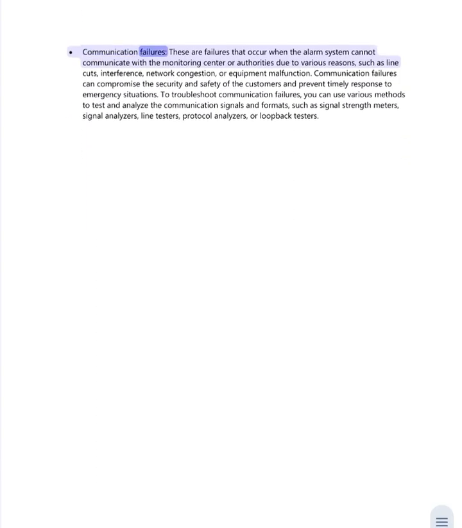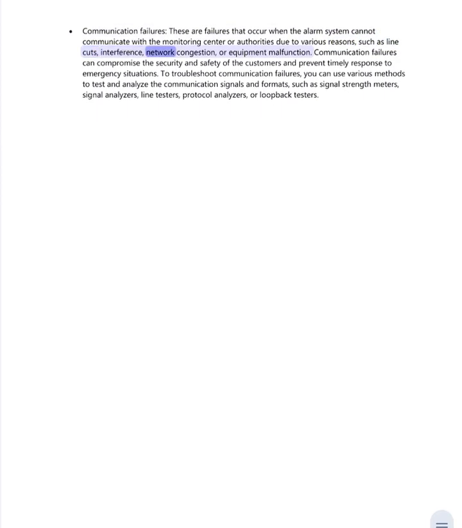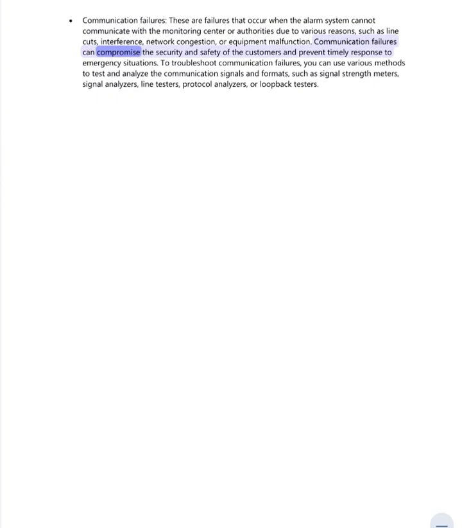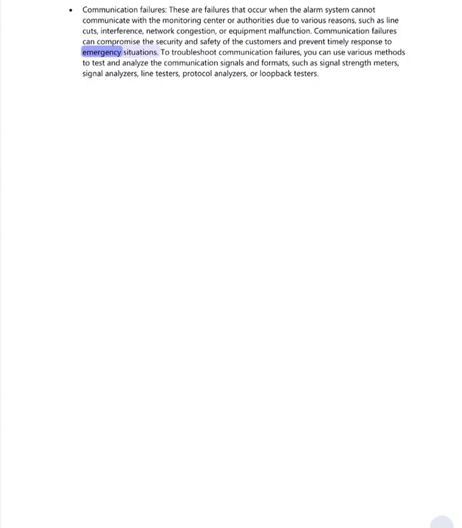Communication failures. These are failures that occur when the alarm system cannot communicate with the monitoring center or authorities due to various reasons, such as line cuts, interference, network congestion, or equipment malfunction. Communication failures can compromise the security and safety of the customers and prevent timely response to emergency situations. To troubleshoot communication failures, you can use various methods to test and analyze the communication signals and formats, such as signal strength meters, signal analyzers, line testers, protocol analyzers, or loopback testers.